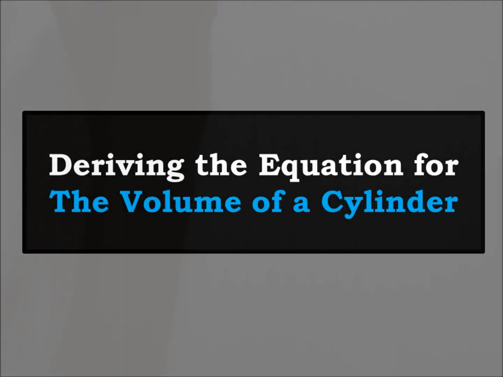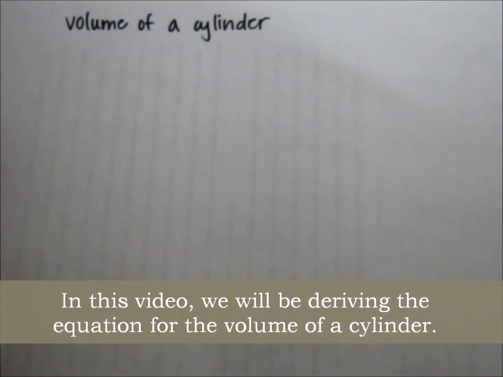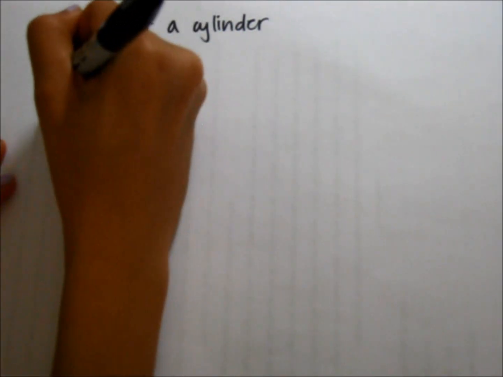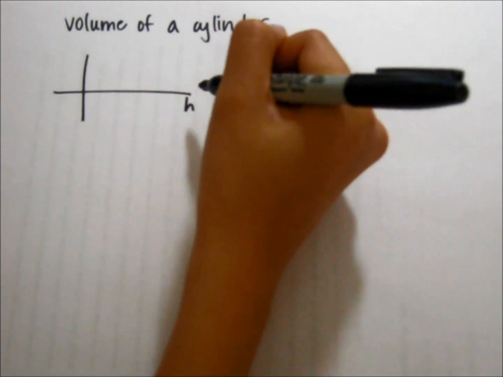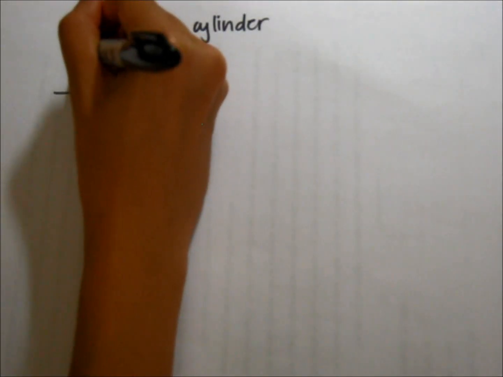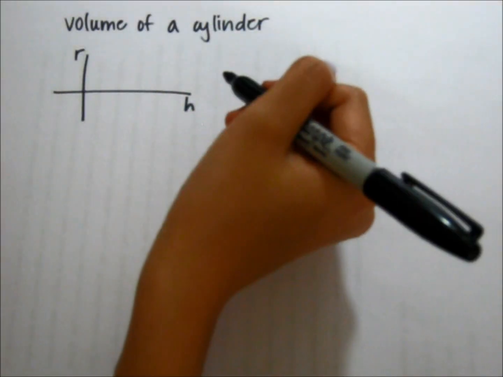Hey everyone, so today we're going to be deriving the equation for the volume of a cylinder. We're going to start off with a simple graph, and we're going to have a point on the x-axis labeled h and a point on the y-axis labeled r.